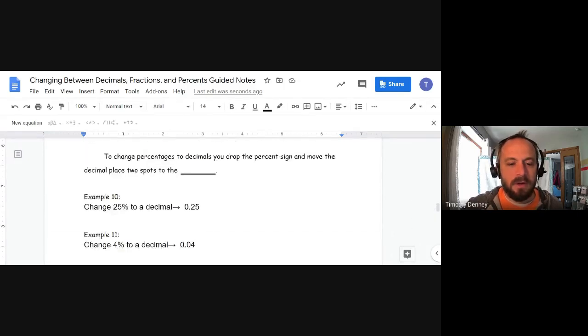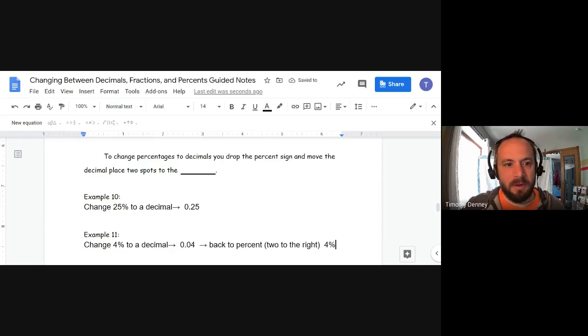All right. Now, question for you. What if I had a decimal to a percent? So what if I were to go backwards here? Back to percent. What would I have to do? Well, let's do the opposite. I'm taking the decimal place. Instead of moving it 2 to the left, I'm moving it 2 to the right. And then add the percent sign.